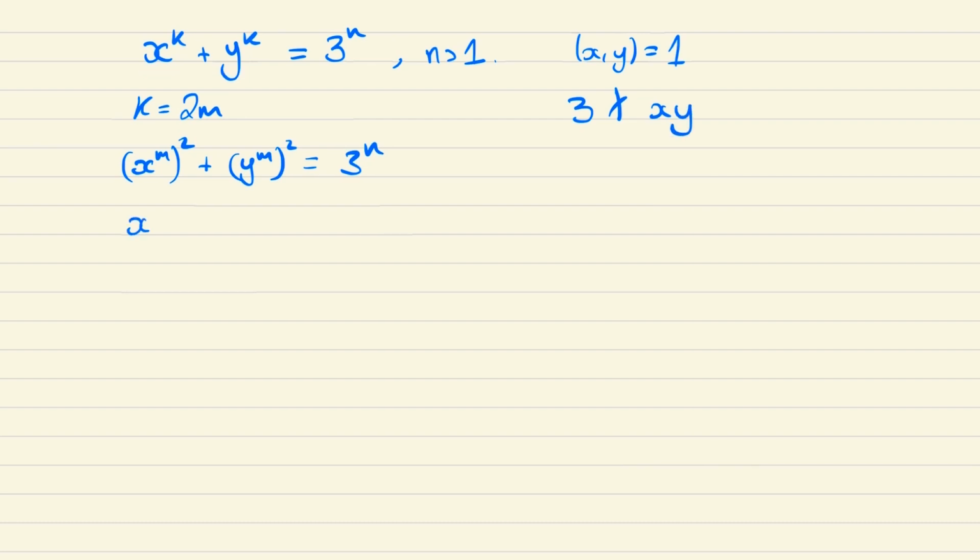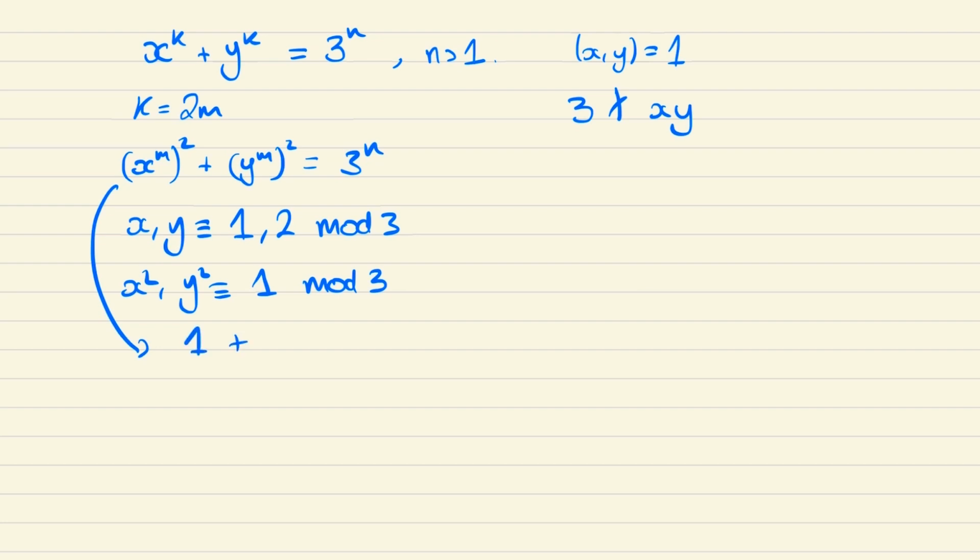Now, all this is to say that x and y will both be either 1 or 2 mod 3, and x squared and y squared will just be 1 mod 3. But then this equation tells us that 1 plus 1 is congruent to 0 mod 3. Or in other words, 2 is congruent to 0, which is of course nonsense. And so we can conclude that k must be odd.